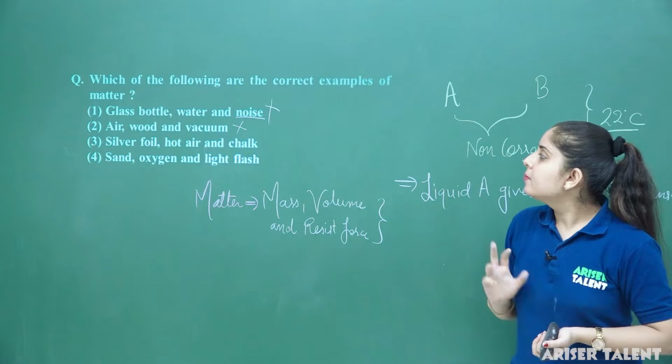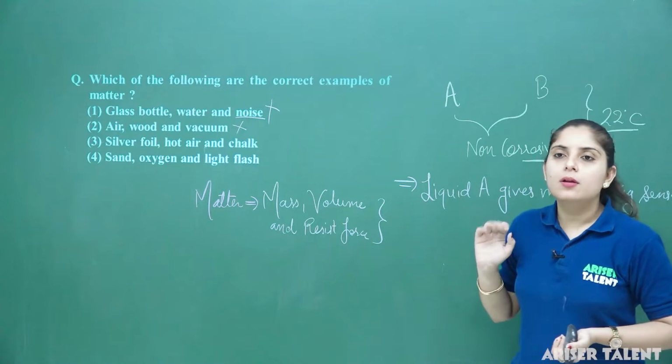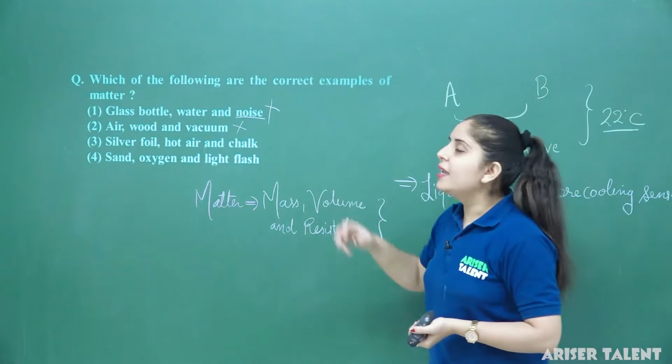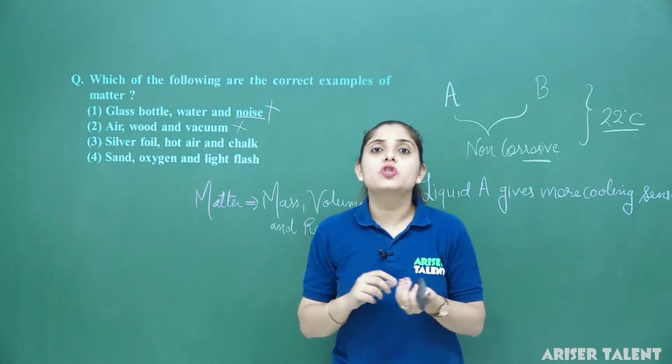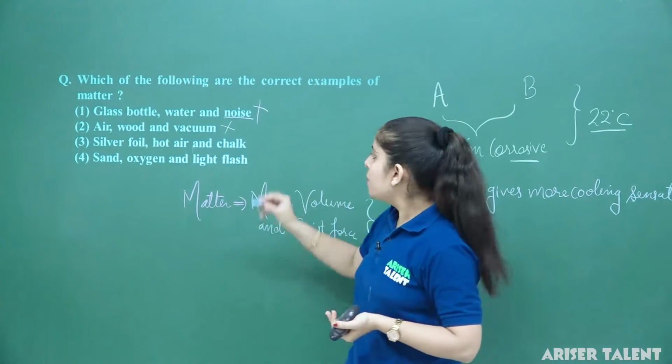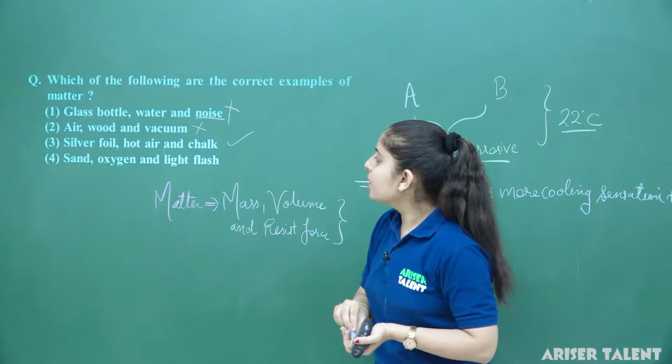Silver foil, hot air and chalk. Silver foil, chalk and the air is also a matter because air is a mixture of different types of gases we have. So this is the correct option we have.